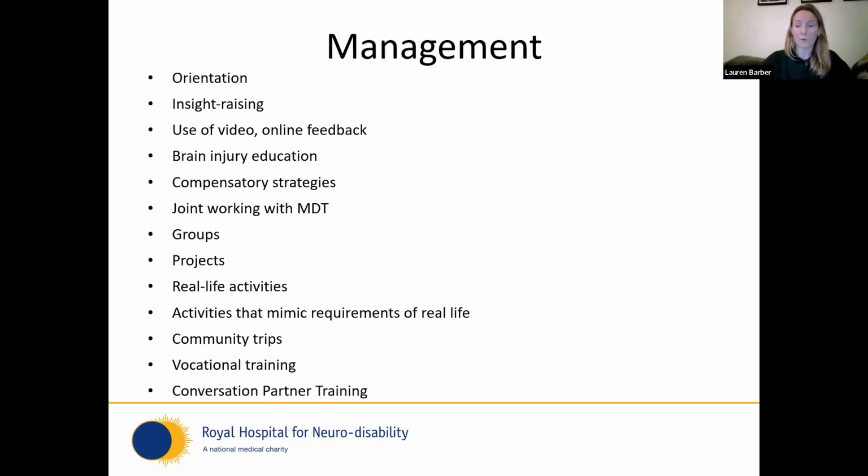We'll do a lot of work with family members as well. So conversation partner training is involving people that are their key communication partners and facilitating conversations between them and then having them both feedback to each other what was helpful, what wasn't helpful. And again, just trying to make therapy as functional as possible so that it's not just sitting and doing drill practice. It's got to be meaningful, otherwise it won't really sink in and it won't actually help anyone.